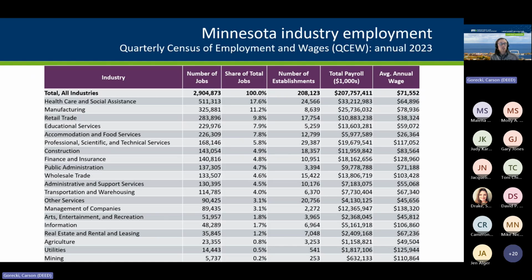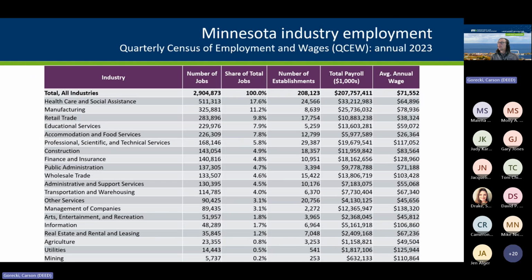So this is a list of industries in Minnesota and some characteristics. Looking at the number of jobs, healthcare and social assistance is our largest industry sector in Minnesota with over 510,000 jobs as of 2023, followed by manufacturing, retail trade, and educational services. So you can say we've got a decent mix of services-providing and goods-producing sectors.